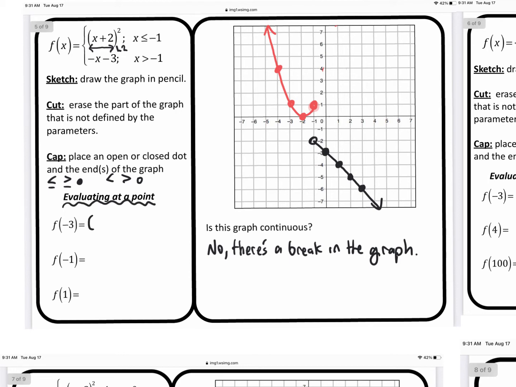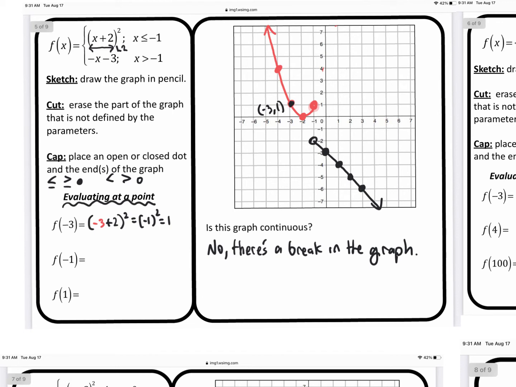And so to do that, we would plug it on in. And so I'm going to go -3, and then we go plus 2 squared. And that at the end of the day is going to give me -1 squared, which is 1. Okay, and we can see that the point right here, (-3, 1), is correctly graphed.